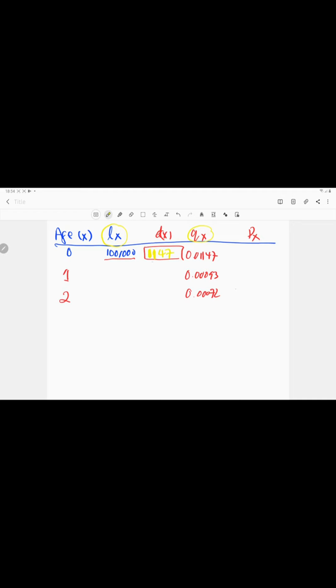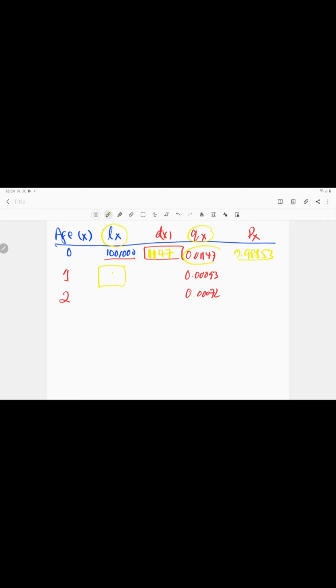Now, if you want to get the second value, you can easily get it by taking 1 minus qx. In this case 1 minus qx is equal to 0.98853. So you take this value, put it here, subtract from 1, and you get your px. That's how the px was being determined, and we can leave it at that. So the question now is how can we get the value at this particular point?